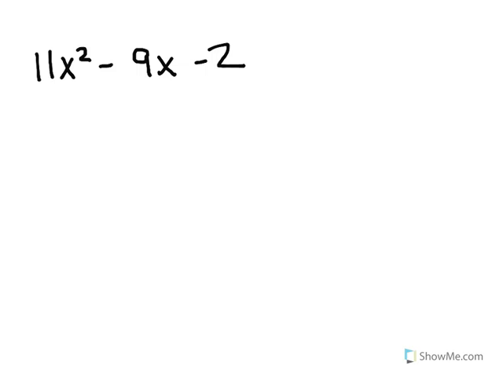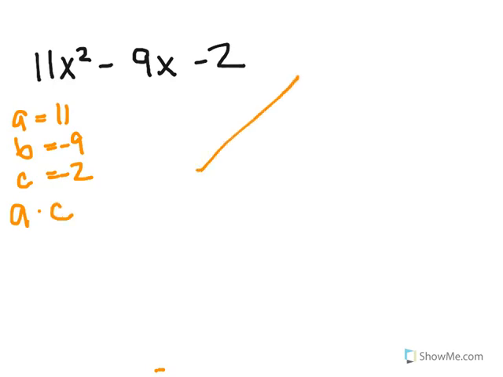11x squared minus 9x minus 2. A, B, C. A is 11. B is negative 9. C is negative 2. Now I'll tell you, students, the more you do this, you'll be able to start making your x without having to write all this down. But it's a good practice to do right now until you get used to what you're doing. So 11 times negative 2 is negative 22. So we're going to put that up here, negative 22, and then negative 9.